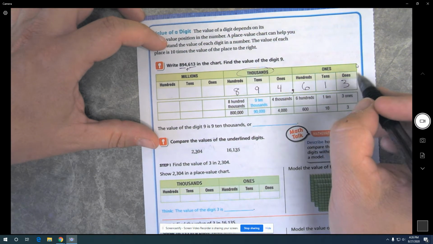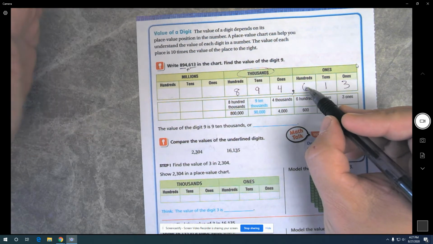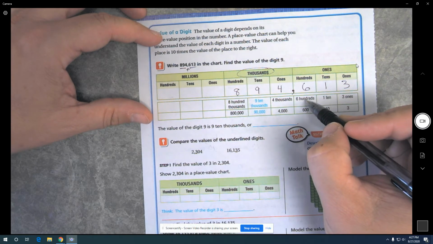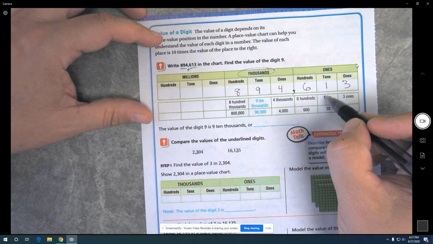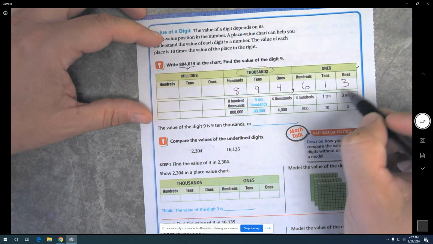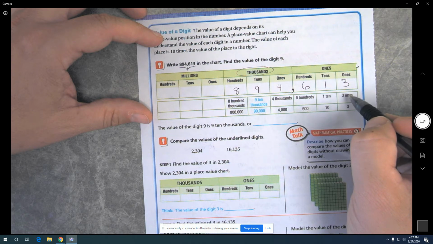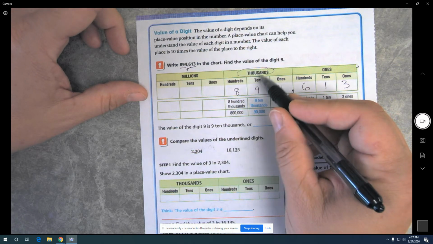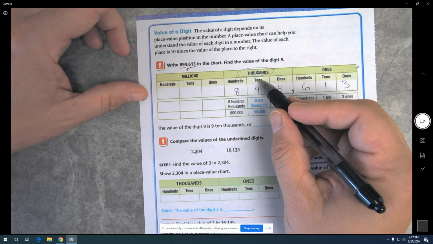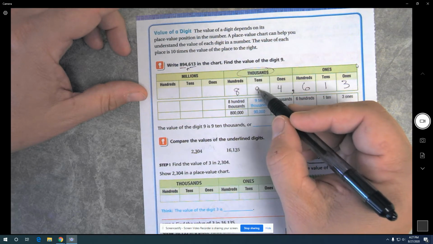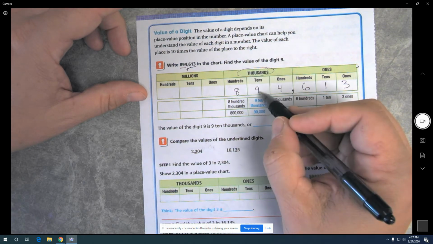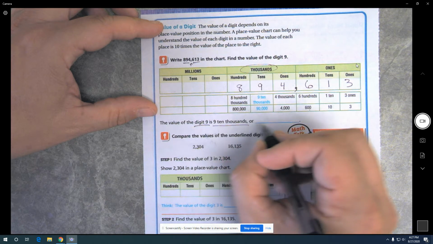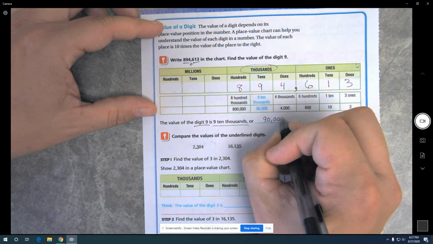Okay, 894,613. And each of those digits has value. This, for example, the 6 has a value of 600 because it's a 6 in the hundreds place. If I ask you what this 1 is worth, it's 1 in the tens place, so it's 10. This 3, oh, he's just worth 3. Sorry, 3. This 9 is worth 90,000, and think about why. It's in the 10,000s place. 9 tens is 90. 9 10,000s is 90,000. So it's worth 90,000. Okay? The value of this 9 in the 10,000s place is 90,000, and it's shown right there.